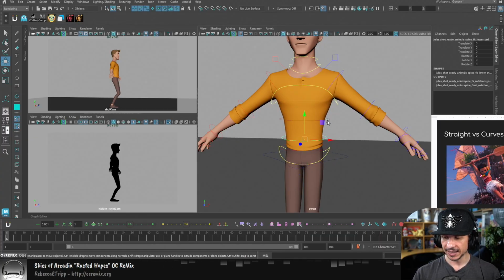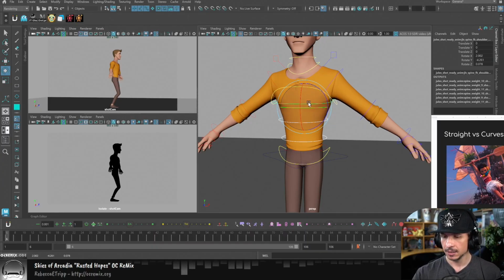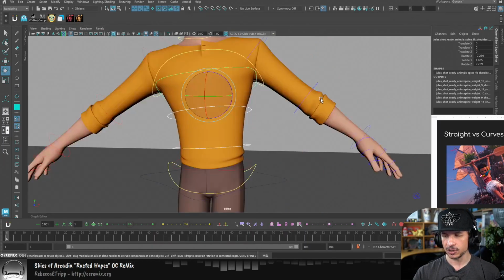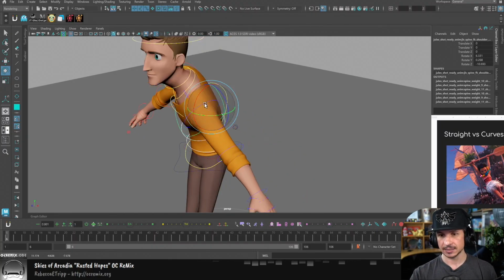So FK spine, in this case, on this rig, are these red controls. And when you're first starting out, these are the controls I tend to recommend using because these act like the human body. These twist your body and work the way our spine does.